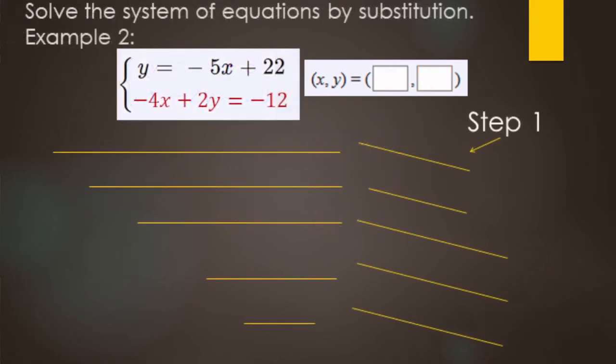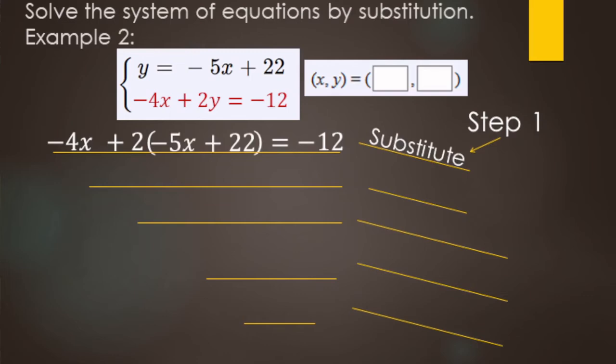All right, solving this system of equations by substitution. What does y equal? Y equals negative 5x plus 22. So when we do our substitution step, we're going to replace y with what it equals, which is negative 5x plus 22. Now we need to solve.